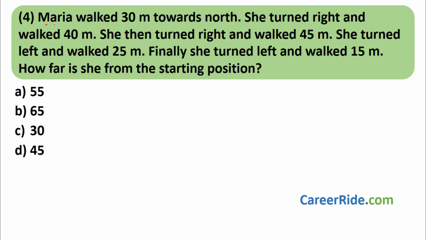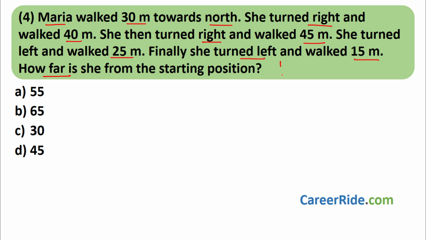Question number 4. Maria walked 30 meters towards north. She turned right and walked 40 meters. She then turned right and walked 45 meters. She turned left and walked 25 meters. Finally, she turned left and walked 15 meters. How far is she from the starting point?